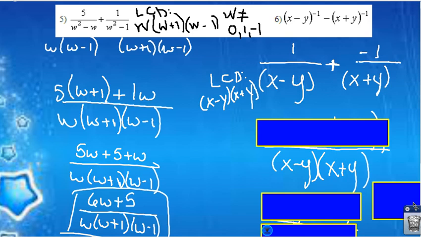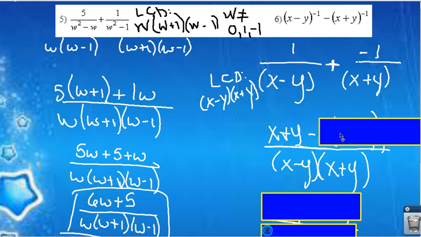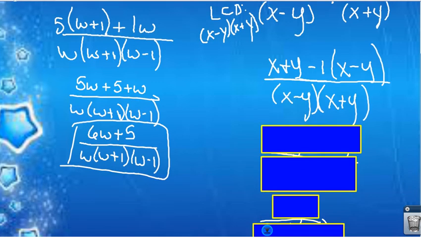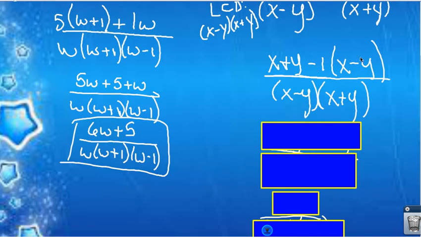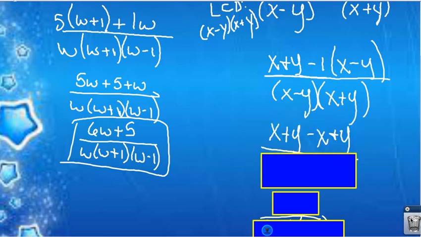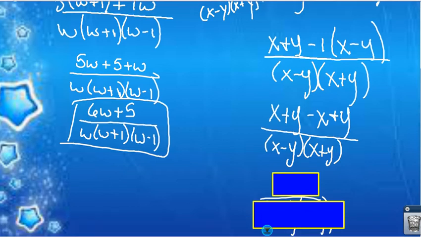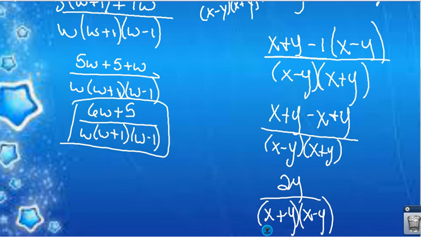So we're trying to get it over the LCD, x minus y, x plus y. The first fraction needs to be multiplied by x plus y. The second fraction with that negative 1 needs to be multiplied by x minus y. Once you do that, you want to distribute, so we're going to distribute the negative 1 here. Careful on the distribution, because after you do that, you should have a negative x and a positive y. Still over that LCD, which when you combine gives you 2y over the LCD.